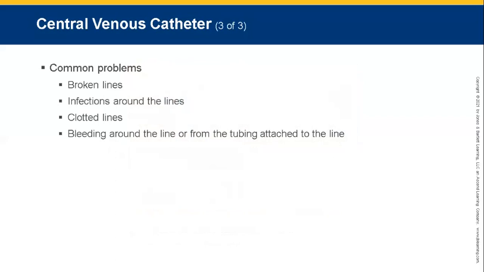Common problems: the line can break. They are prone to infections around the line. They can develop clots around the lines. Bleeding around the line or from the tubing attached to the line can also occur.